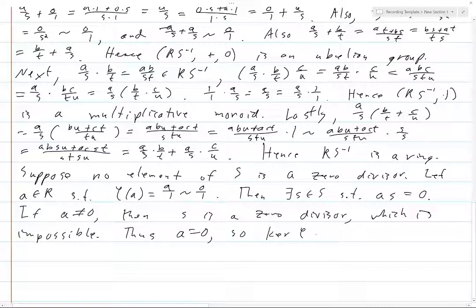So, if no element of S is a zero divisor, and if phi of A maps to the zero element, then A must be zero, and so the kernel of phi consists entirely of the element 0. So phi is injective.